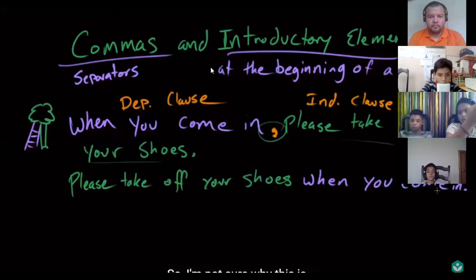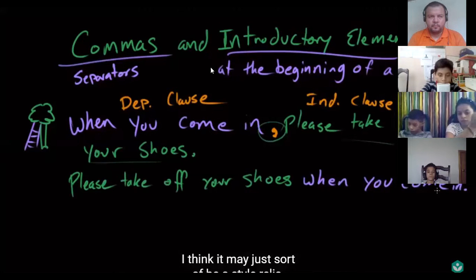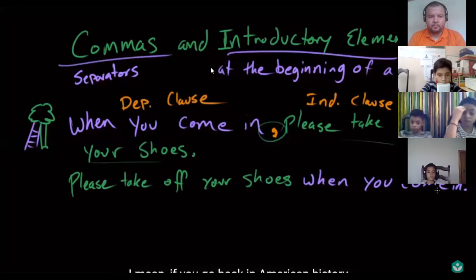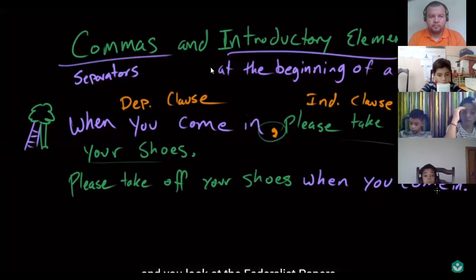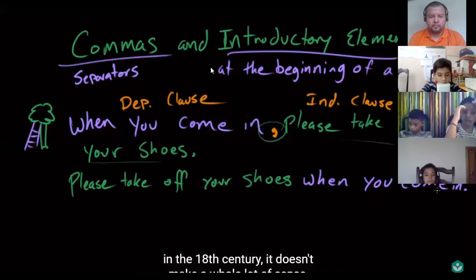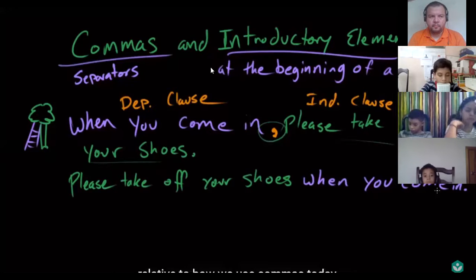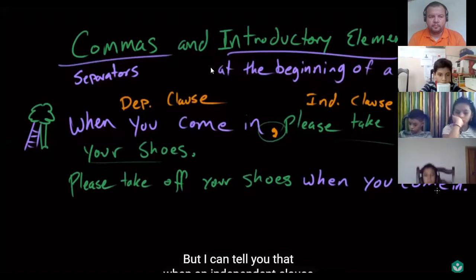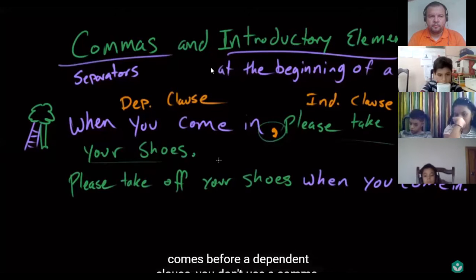So I'm not sure why this is. I think it may just sort of be a style relic. I'm not entirely certain. I mean, if you go back in American history and you look at like the Federalist Papers and you look at the way that people used commas in the 18th century, it doesn't make a whole lot of sense relative to how we use commas today. So a lot of this is cultural, but I can tell you that when an independent clause comes before a dependent clause, you don't use a comma.